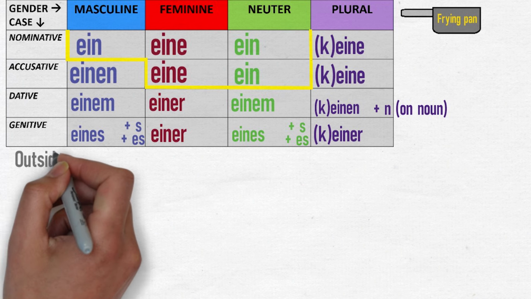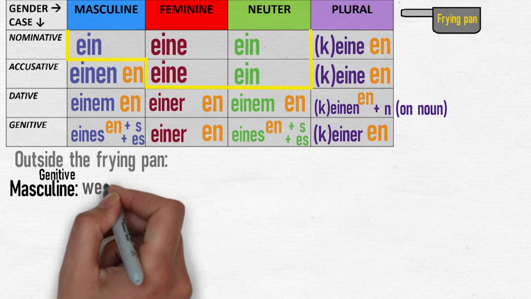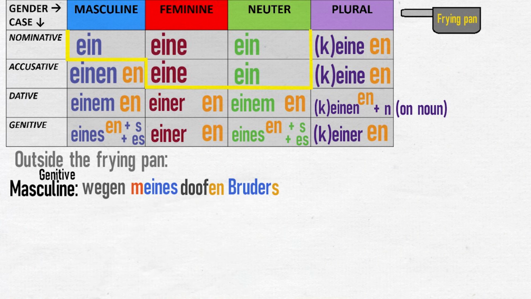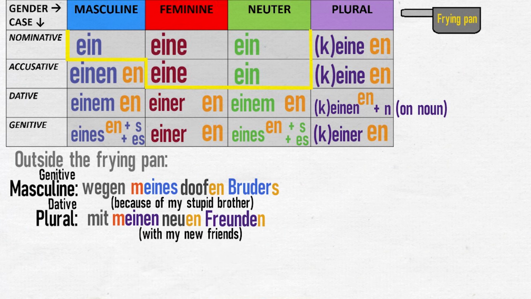Starting with outside the frying pan this time, the adjective endings are once again en. For example, wegen meines doofen Bruders. Because of my stupid brother. This is genitive because of wegen, and masculine because of Bruder. So doof, stupid, gets an en ending. Mit meinen neuen Freunden. With my new friends. This is dative because of mit, and therefore it's outside the frying pan. So neu, meaning new, gets an en ending, as does the plural noun Freunde.